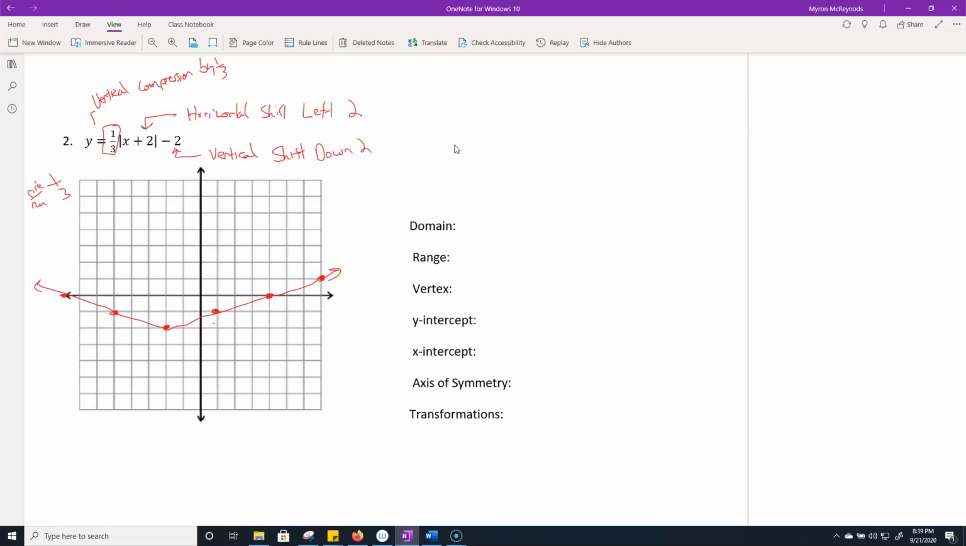All right, so my vertex was at -2, -2. So the vertex is -2, -2. My domain is always the same. It goes from -infinity to infinity.